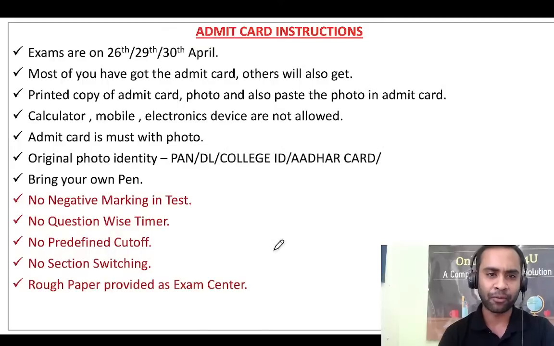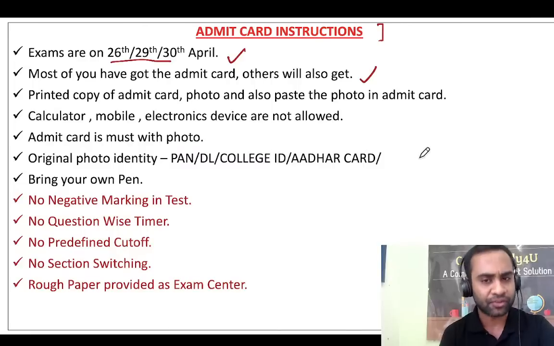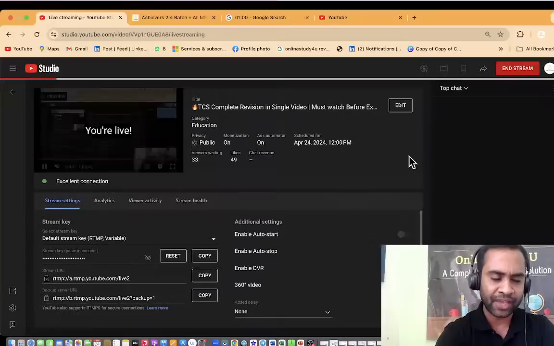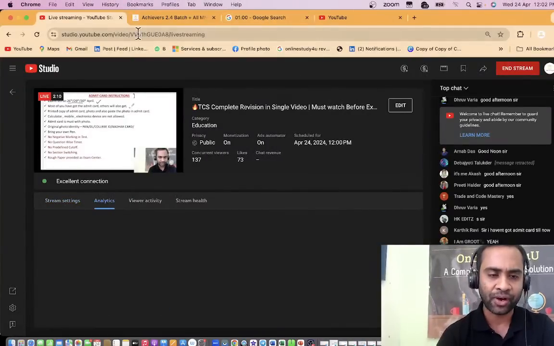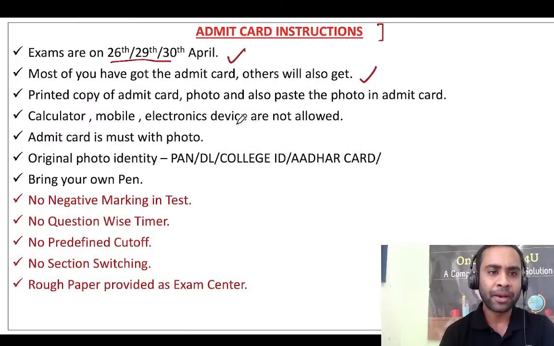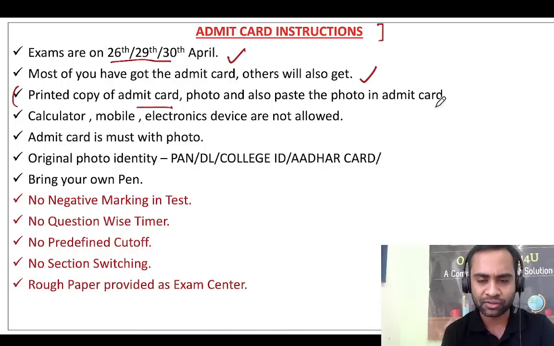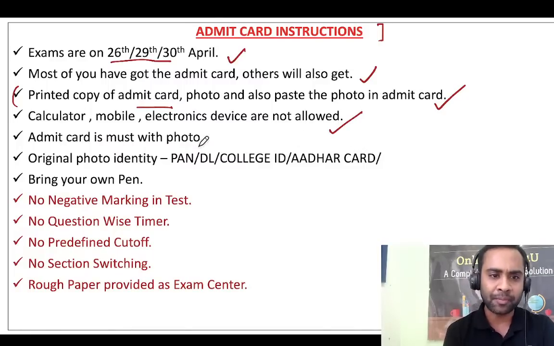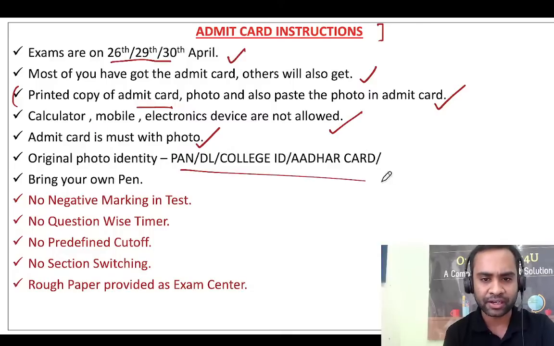Many of you have already got the admit card, so I will give you the admit card instructions. Exams are on 26, 29, 30 of April. Most of you have got the admit card, others will also get it, don't worry. Everything is being updated on our channel's community page. You have to get a printed copy of your admit card and paste your photo on it. Calculators and mobile electronic devices are not allowed. The admit card with photo is a must, and you have to bring your original photo identity.